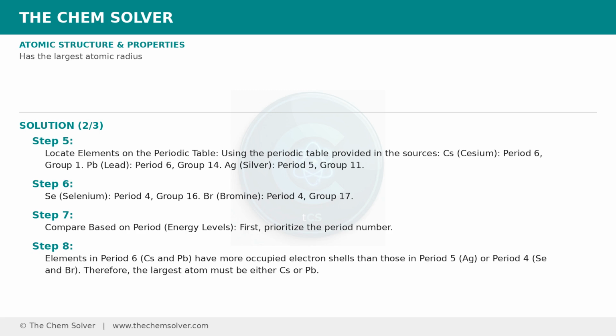Compare based on period, energy levels first. Prioritize the period number. Elements in period 6, Cs and Pb, have more occupied electron shells than those in period 5, Ag, or period 4, Se and Br. Therefore, the largest atom must be either Cs or Pb.